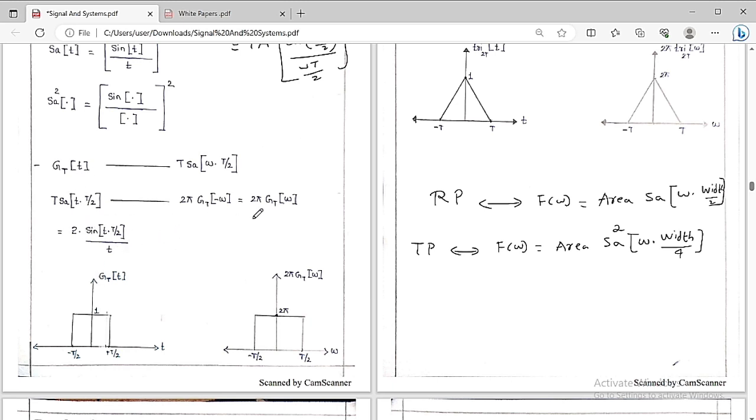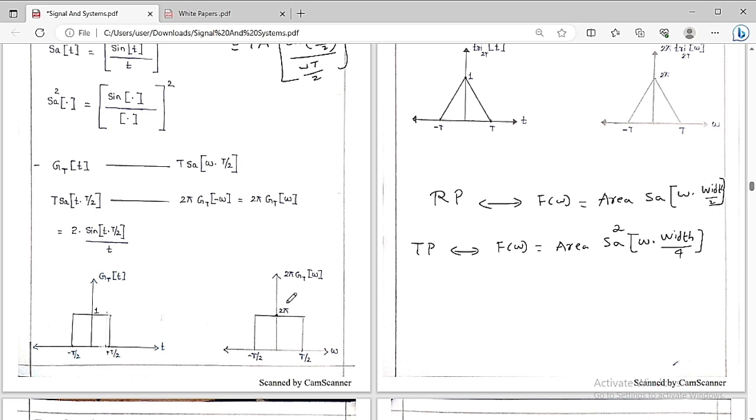Then I want to draw 2 pi into g_T of omega. I just want to draw the graphs, that's it. 2 pi is the amplitude, so A is equal to 2 pi. It has a width of capital T, which means here it will be T by 2 and minus T by 2. Because the width is in terms of capital T, this is T by 2 and this is minus T by 2. And here the amplitude is 2 pi.